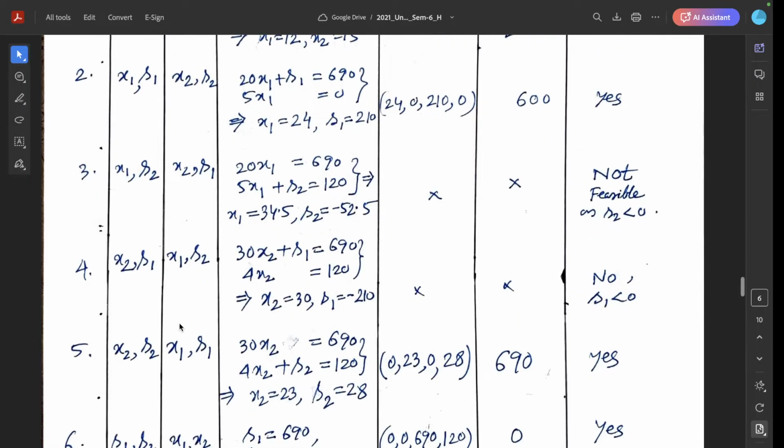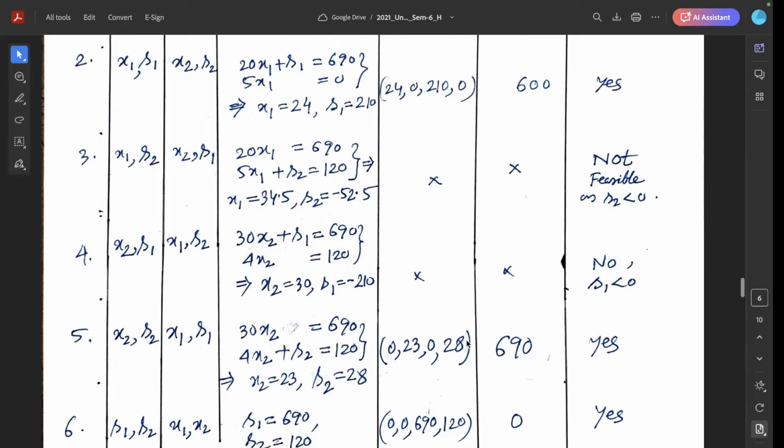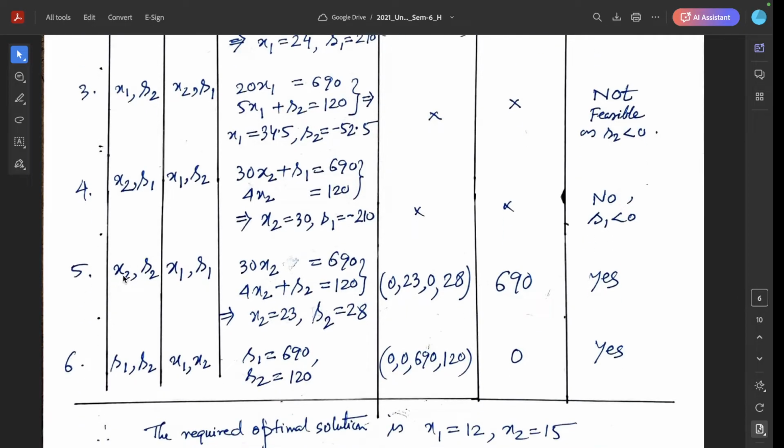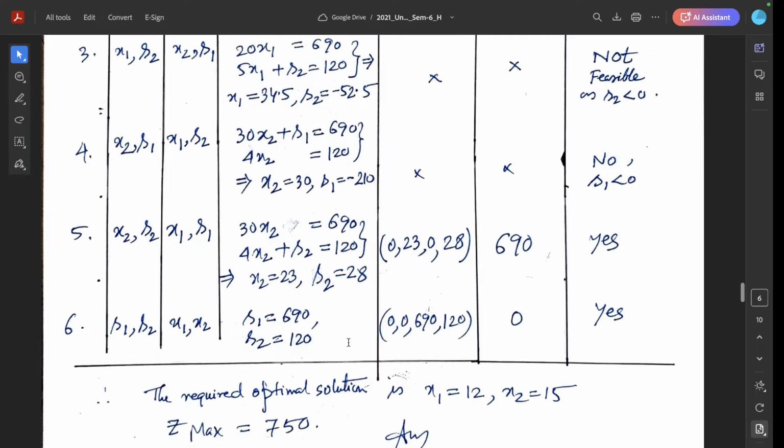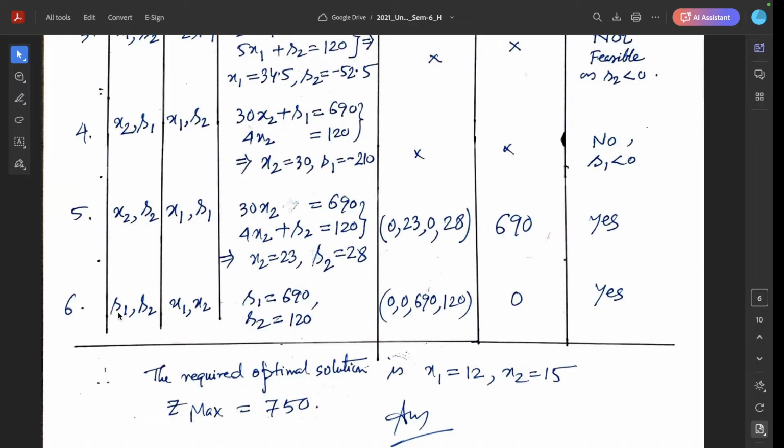And next, basic variables x2, s1, non-basic x1, s2: here s1 is negative, so this is not feasible. Next, basic variables x2, s2, non-basic x1, s1: the value of x2 is 23, s2 is equal to 28, the solution is 0, 23, 0, 28, and the value of the objective function is 690. And last, basic variables s1, s2, non-basic variables x1, x2: we get this solution and the objective function is 0.